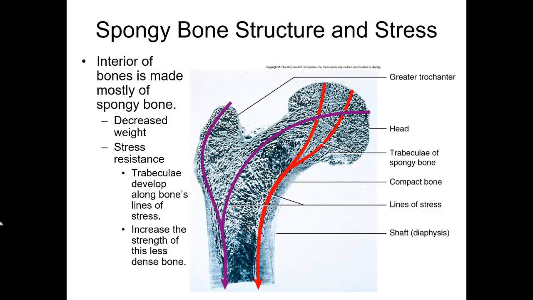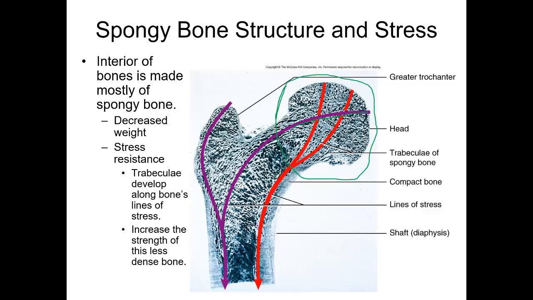Now, trabeculae develop along these stress lines. So, for example, you are looking at the proximal end of a femur bone, the thigh bone. What you're looking at right here is the head of the femur, the part that is going to articulate or form the joint with your hip bone. The lines that you see in purple and red are the stress lines where most trabeculae are going to form and increase the strength of the femur in order to avoid fractures.